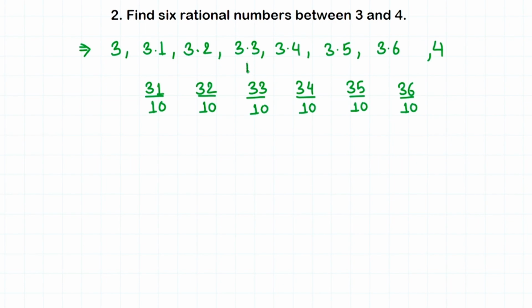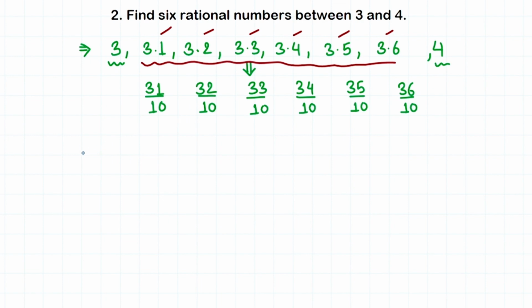So these numbers can also be written in the form of fractions, right? So they're obviously rational numbers. And we also know that they lie between our first number 3 and our last number 4. And so we have just found 6 rational numbers between 3 and 4, right? So we have 1, 2, 3, 4, 5, 6, and done. So we have solved our second question.